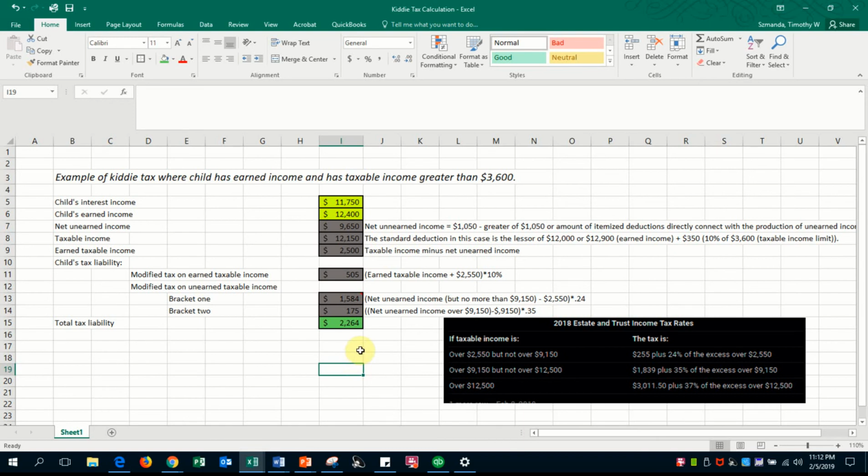And if you have any questions on the calculation of the kiddie tax, and again, this is the most complex when the child has both types of income, especially of this amount, that we have to use the 10% special rate on earned income, and then we defer to the estate and trust income tax rates on the unearned income. So if you have any questions, please let me know.